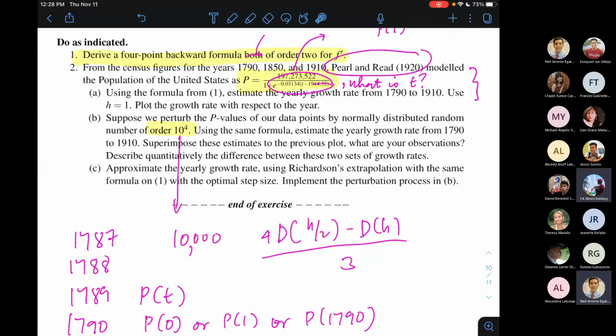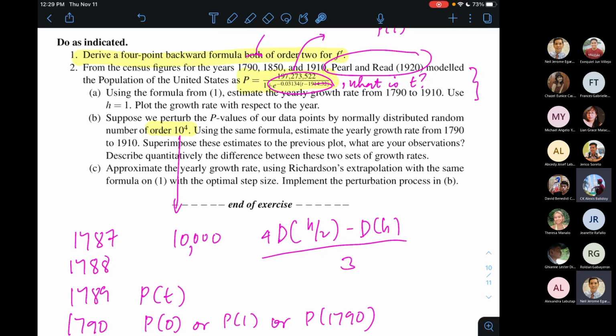Sir, magki-clarify po ulit ako doon sa order 10 to the 4th. Sa order 10 to the 4th po, sir. Okay. Natanong ko po kasi, sir, sa inyo kung ang random numbers po ay from negative 10 to the 5th to 10 to the 5th.